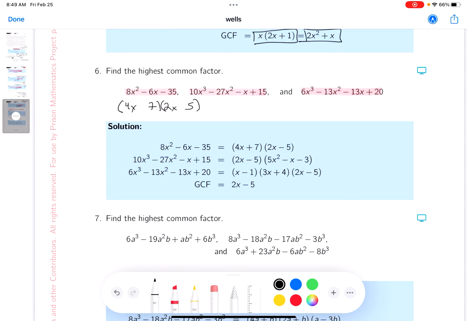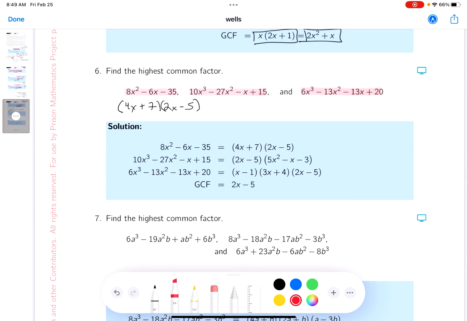Now I got to worry about the signs of the internal term. So let's see. It looks like this. But the fact that it looks like that doesn't mean it's that. So what do you get? 8x squared works beautifully. Minus 20 plus 14 is minus 6. That worked. And you do get minus 35.